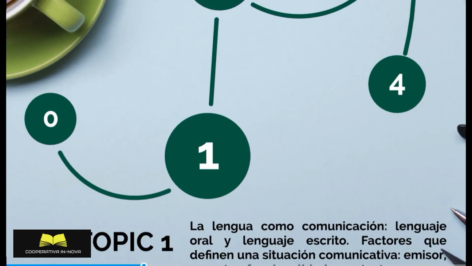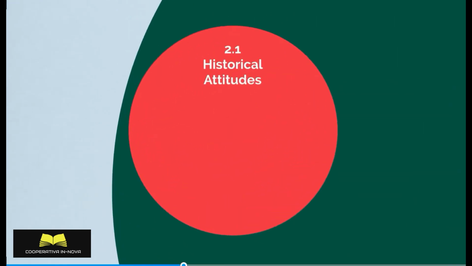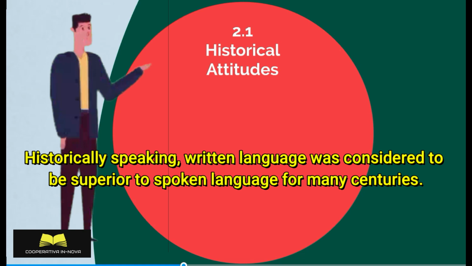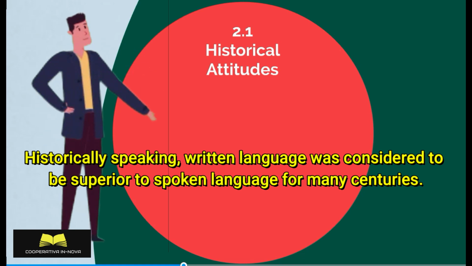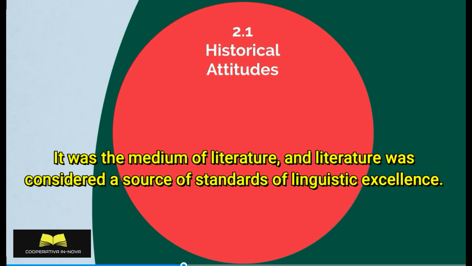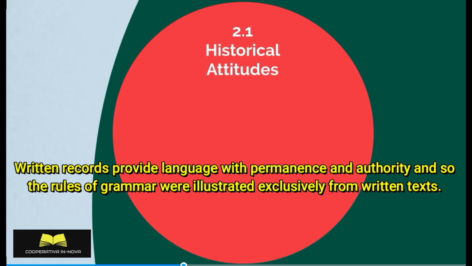2. Spoken and written language. 2.1 Historical attitudes. Historically speaking, written language was considered to be superior to spoken language for many centuries. It was the medium of literature, and literature was considered a source of standards of linguistic excellence. Written records provide language with permanence and authority, and so the rules of grammar were illustrated exclusively from written texts.